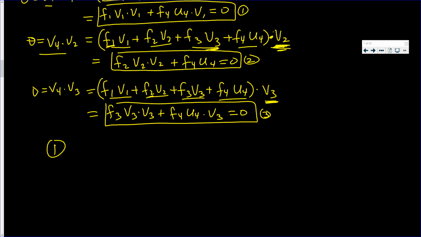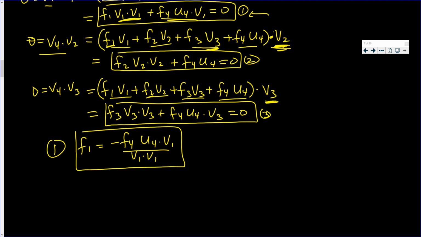From equation 1, I know that V1 dot V1 is not 0, so I can solve for F1. Just bring this to the other side. So F1 is equal to negative F4 times U4 dot V1 all over V1 dot V1. Okay, so I have F1.